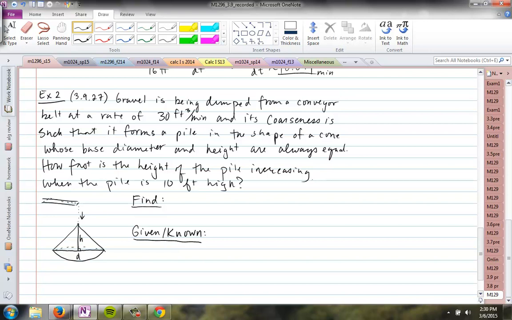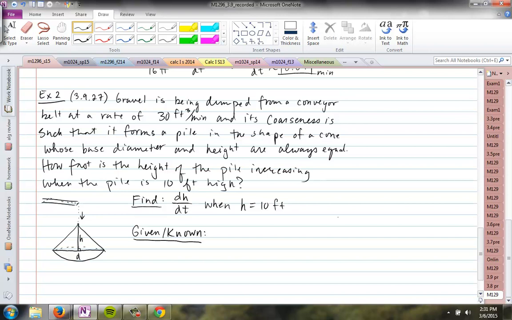How fast is the height of the pile increasing? And so how fast is indicating a rate. The height is what the rate is of, or how fast that height is changing. So all that translates into dH over dt. And then we're supposed to do this specifically when the pile is 10 feet high. So this is when h equals 10 feet.